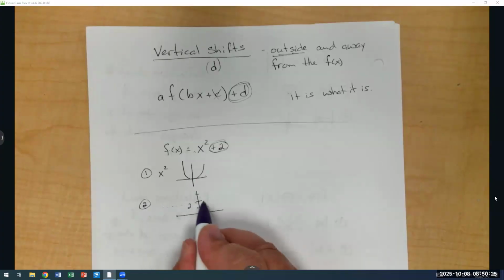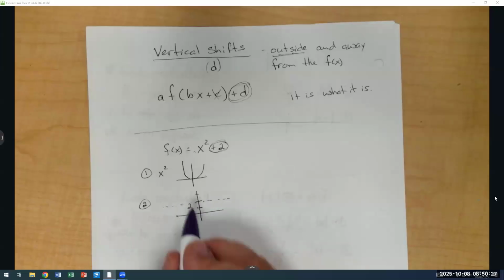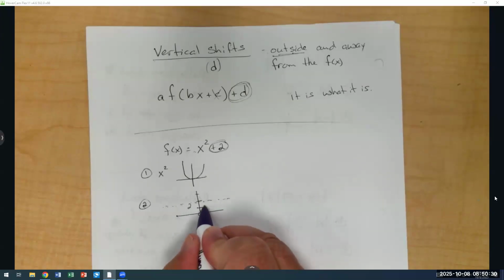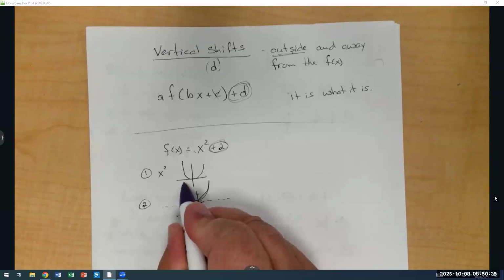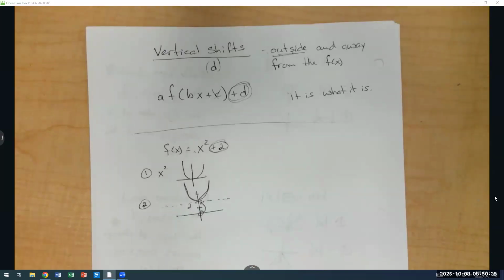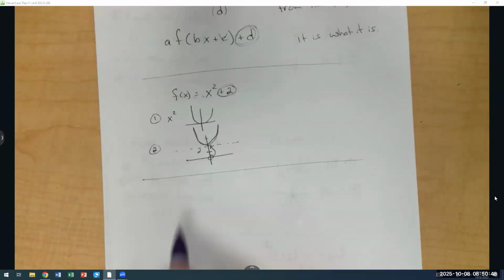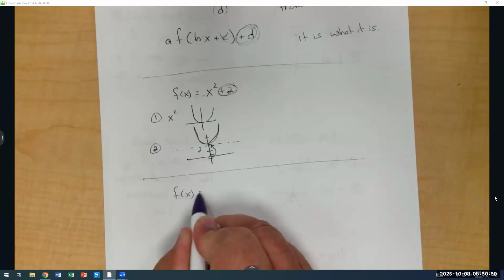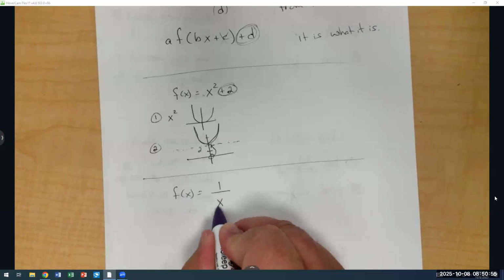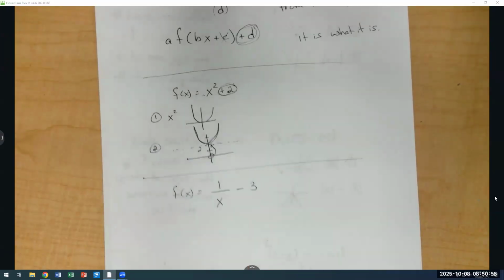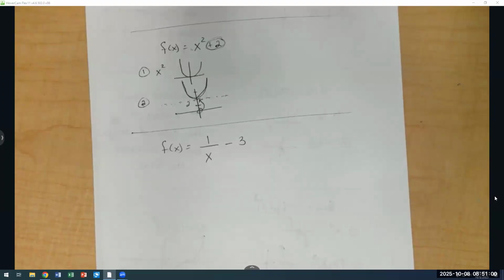So my origin goes from here, it goes up 2 spaces there, and my graph now looks like this. It just physically lifts it up 2 spaces. Hence, vertical shift. Let's look at this one.